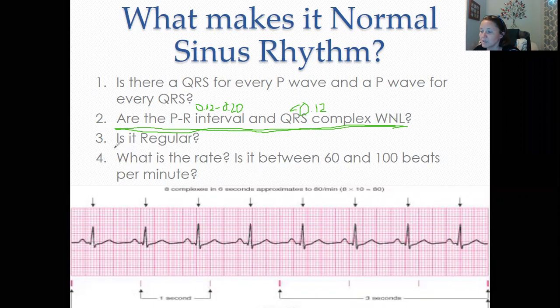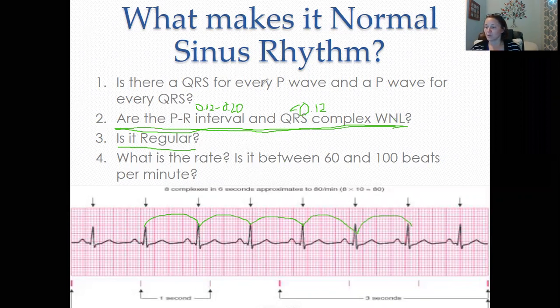Next up, is it regular? Does it march out? So regular means that it is the same amount of time between beats, that these spaces here are all the same.